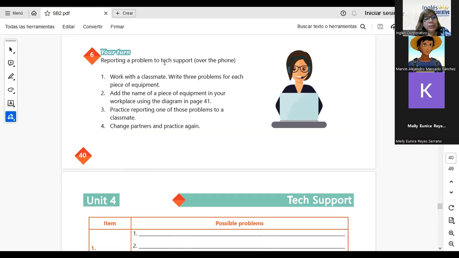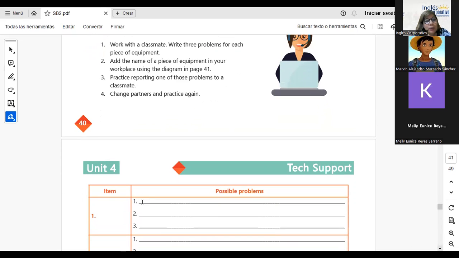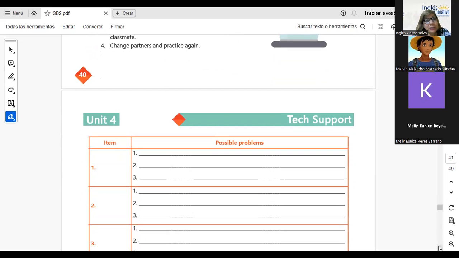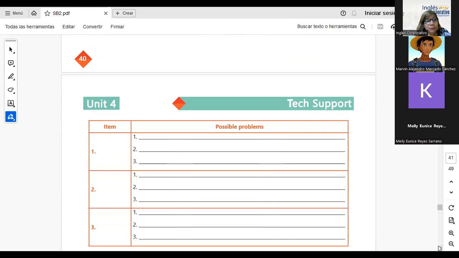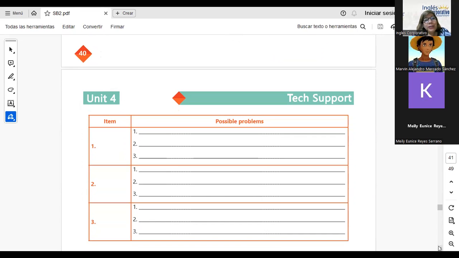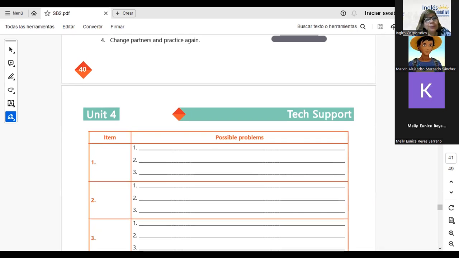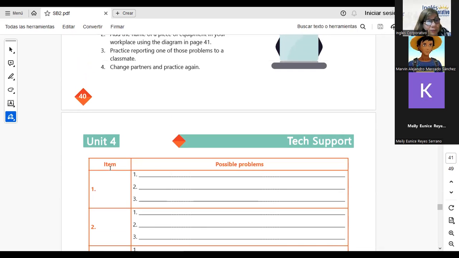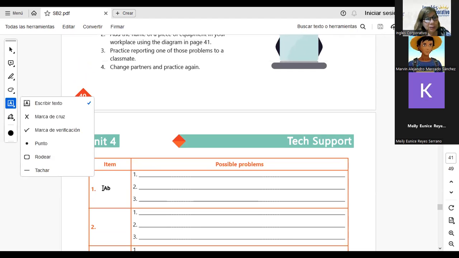Reporting a problem to tech support over the phone. Number one, work with a classmate. Write three problems for each piece of equipment. For example, the number one, you say item, and here you can say a printer, a scanner, a router, or any device. Even you can say your cell phone. Then you have the name here. For example, you have printer.